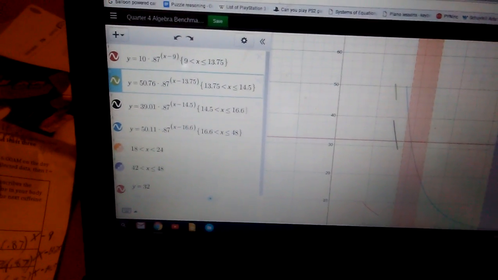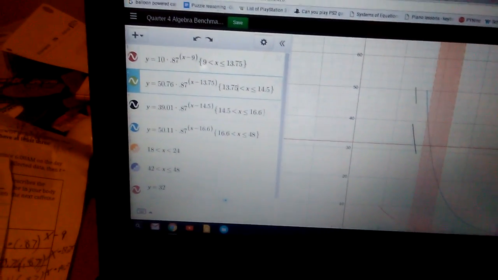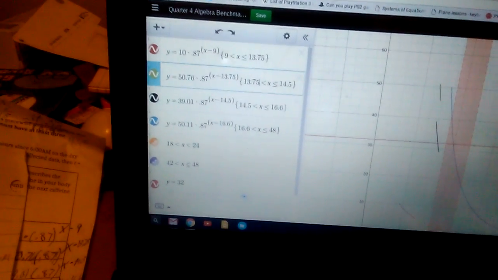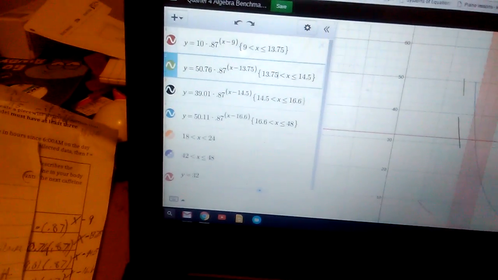And next to it is an inequality. And what the inequality shows is that the x value must be greater than the first hour which I consumed something, but it also must be less than or equal to the next hour which I consumed something at, which was 13.75, which in military time would be 7:45 p.m. at nighttime.